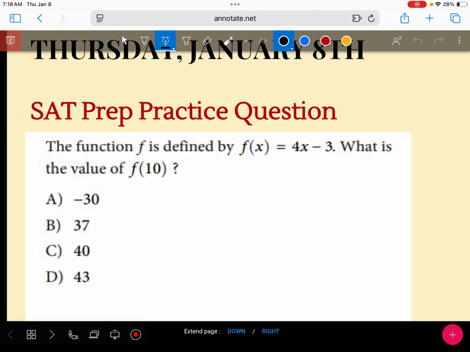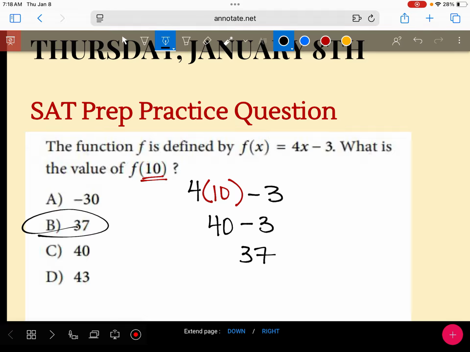Okay, let's do that. So we're going to take 4 and then substitute in a 10 minus 3. 4 times 10 is 40. And what is 40 minus 3? 37. So what answer would you pick? B.